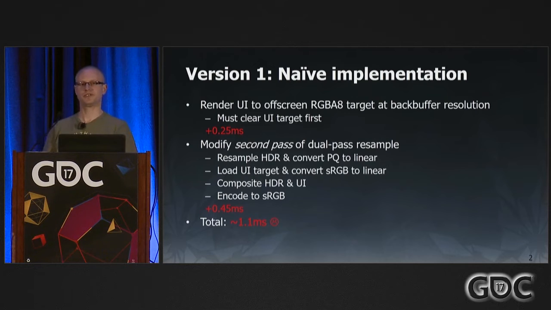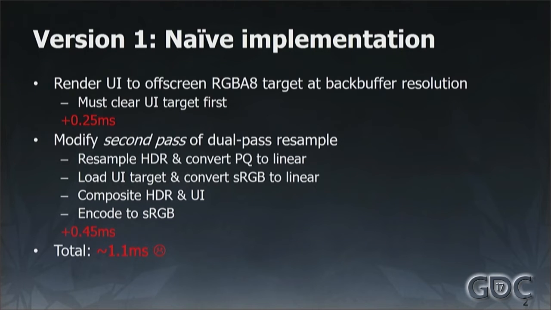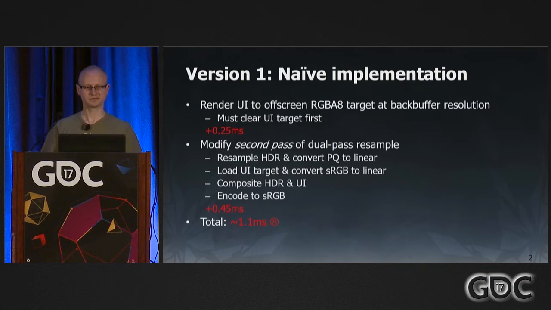So version 1 of this, the one we got in the hands of the artist really quickly, was a super naive implementation. So we rendered the UI to an off-screen target, but to do that, you must clear it. So we cleared the UI target, and that added a quarter of a millisecond. We then modified the second pass of our dual pass resample. You load the HDR, you convert PQ to linear, you then load your UI target and make sure that's in linear, composite the two, tone map or re-encode to sRGB, and there we go.